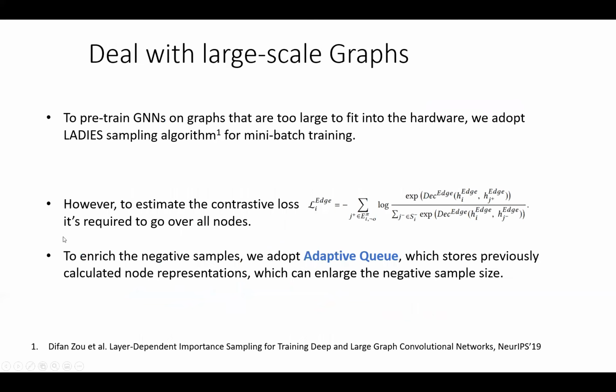To pre-train GNNs on graphs that are too large to fit into the hardware memory, we sample subgraphs for mini-batch training using the LADIES sampling algorithm. To estimate the edge loss, it is required to go over all nodes of the input graph as the denominator. However, we only have access to the sampled nodes in the subgraph for estimating this loss, making the self-supervision only focus on local signals. To alleviate this issue, we propose the adaptive queue, which stores node representations from previously sampled subgraphs as negative samples, which can enlarge the negative sample size.